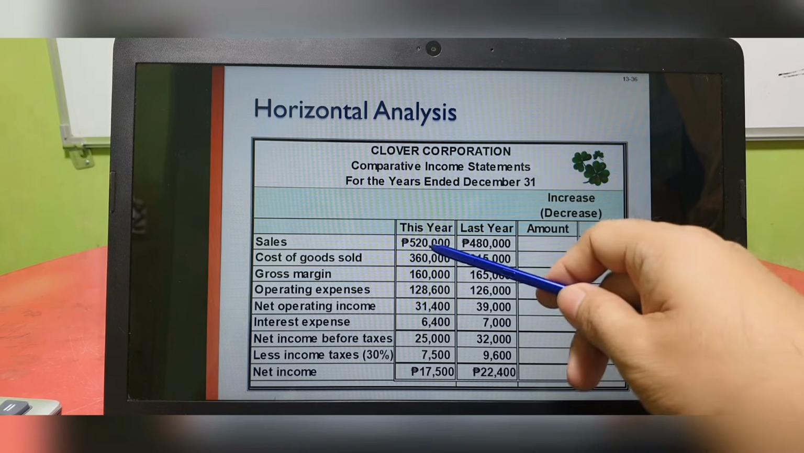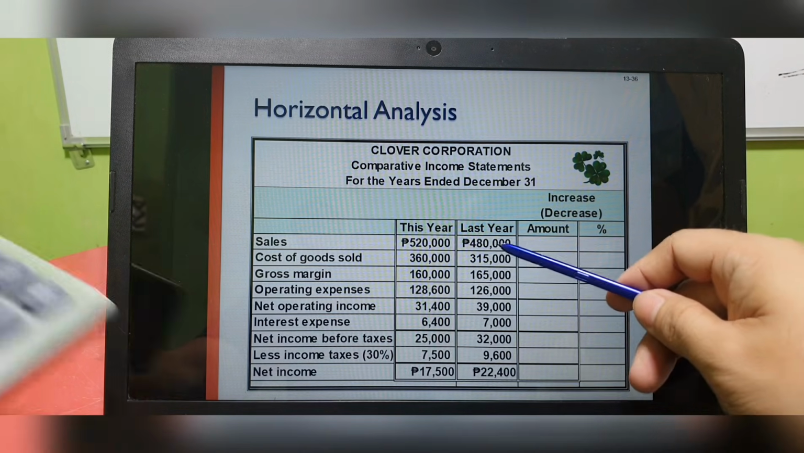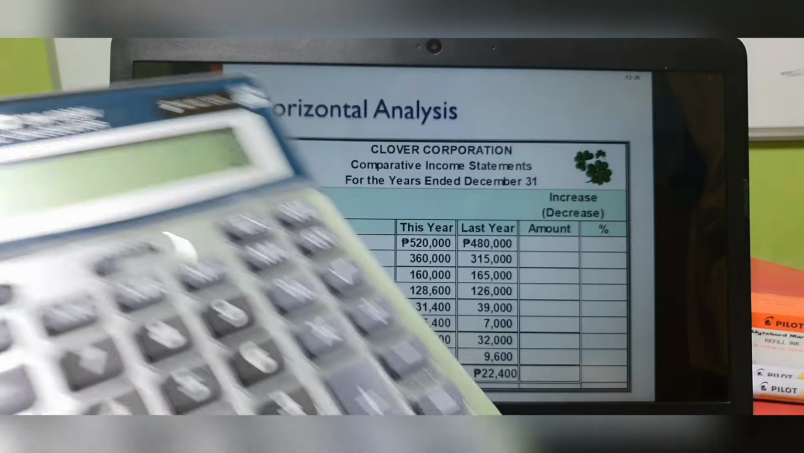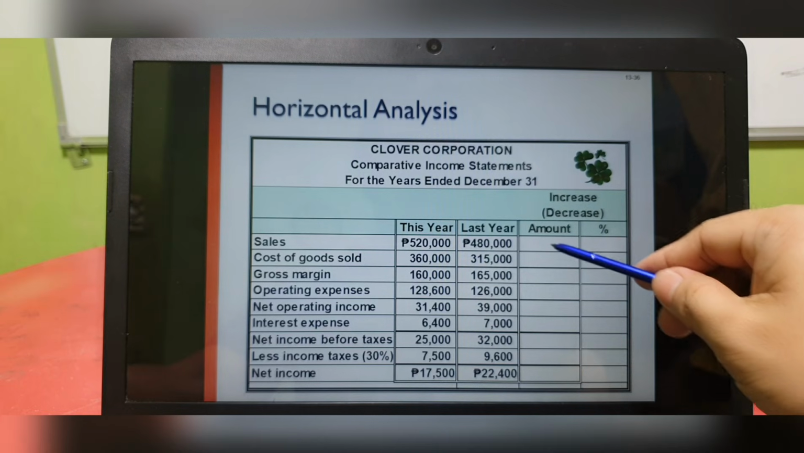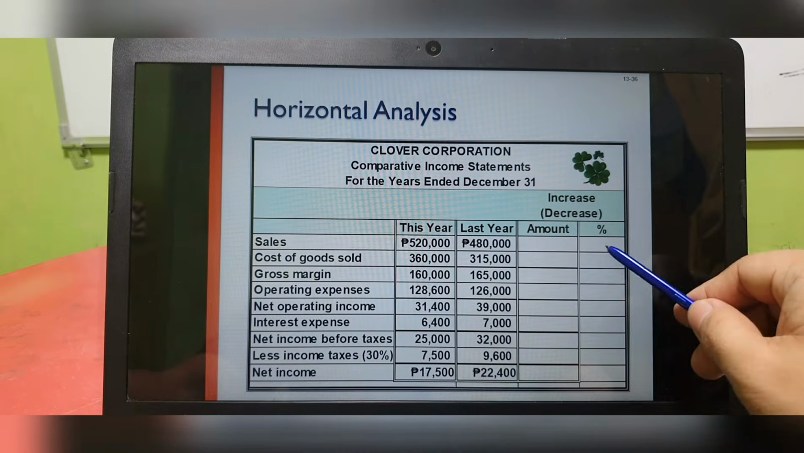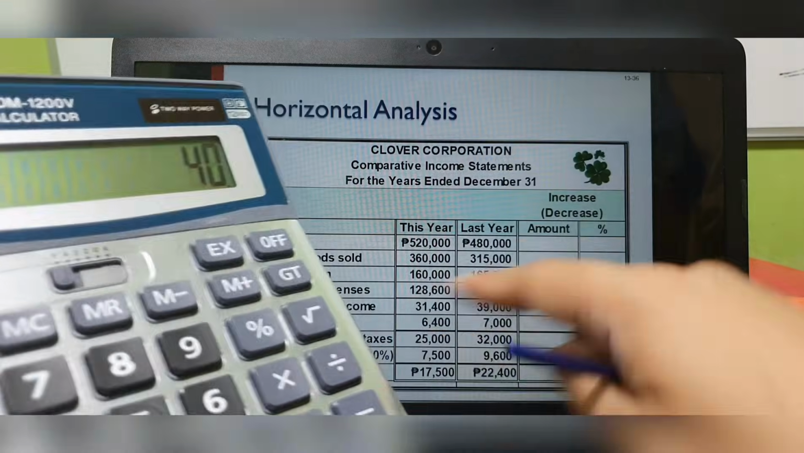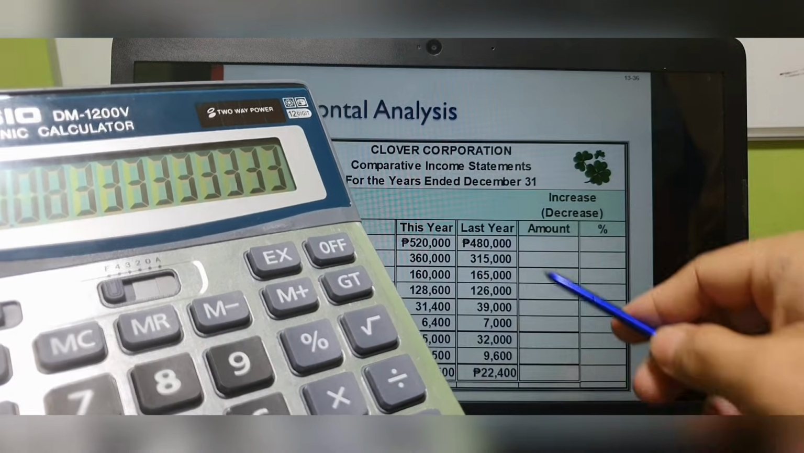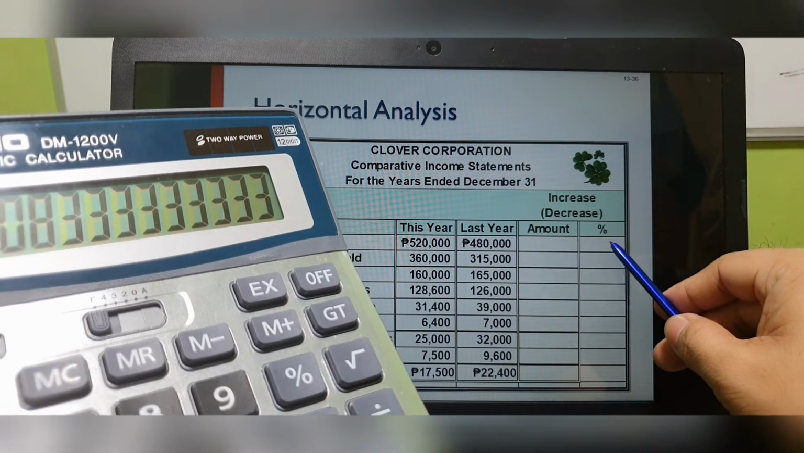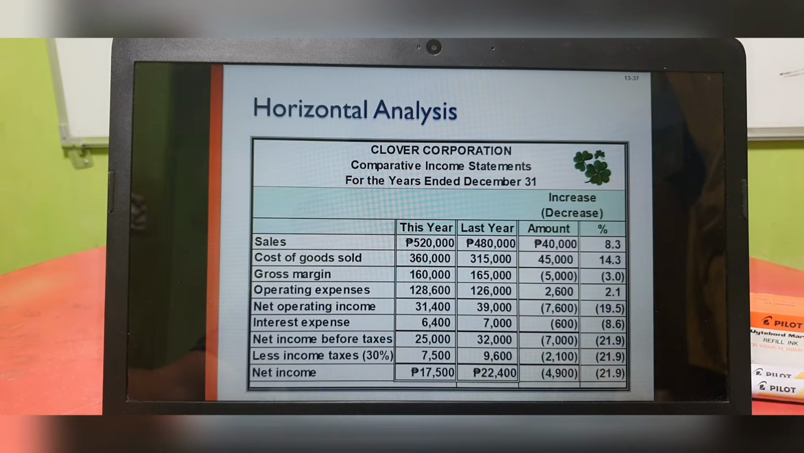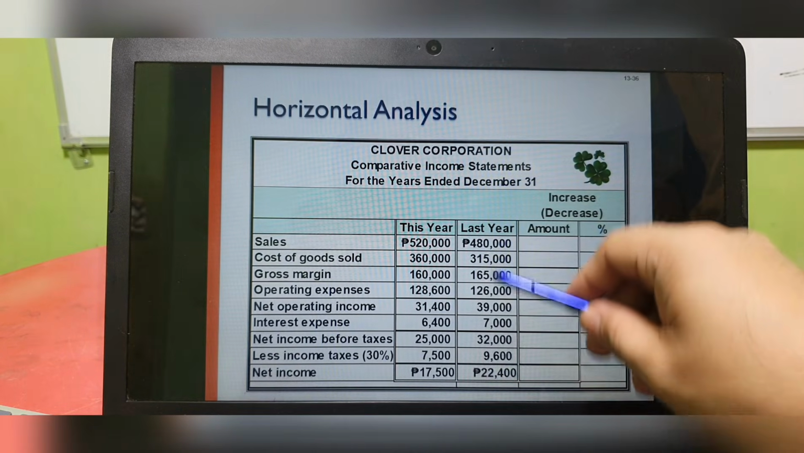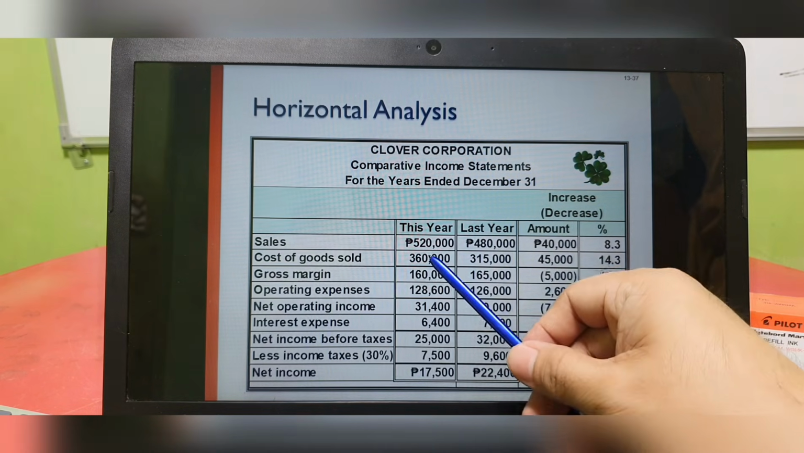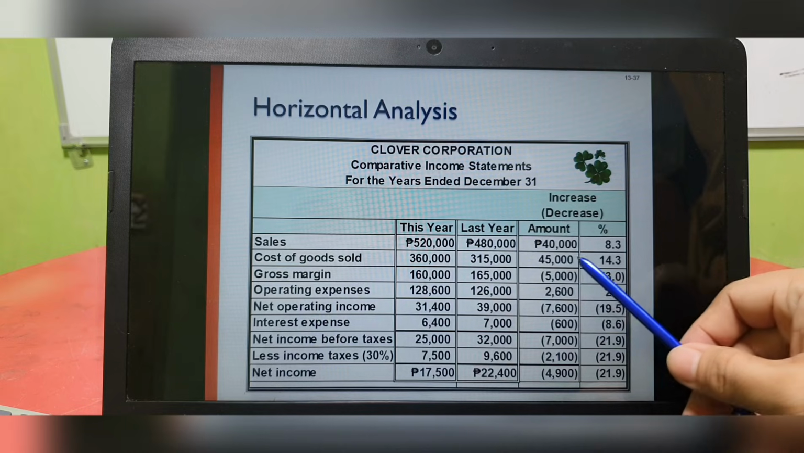So what happened to your sales? 520 ngayon, 480 last year. So 520 minus 480, so that would give us 40,000 na increase. Ilang percent na increase yun? So 40,000 divided by 480. So that would give us 8.3 na increase in our sales. Okay? Kapag ginawa natin yun sa lahat ng items, so yan, 360 minus 315, so that would give us 45,000.